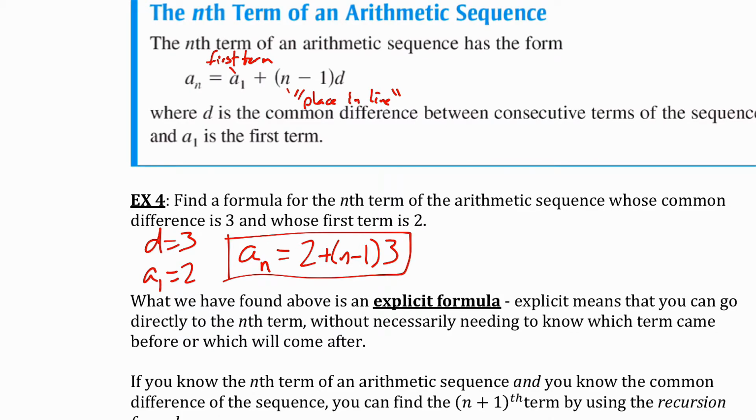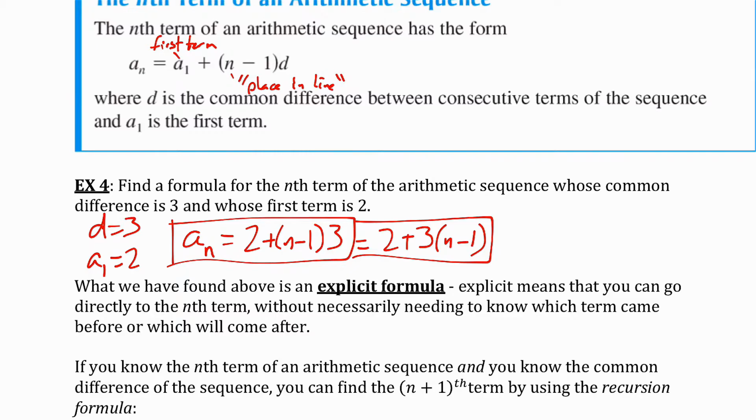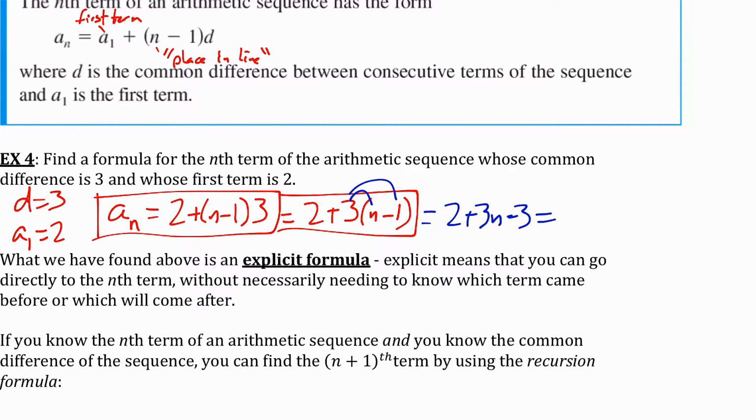Now, personally, I flip it around just a little bit, and I would make it 2 plus 3 times n minus 1. That's kind of my go-to setup. But also, if you were to distribute that 3 to the n and the negative 1, you'd end up with 2 plus 3n minus 3, which if you clean that all up, you could also end up with 3n minus 1. That's another acceptable version. Now, all these mean the same thing.